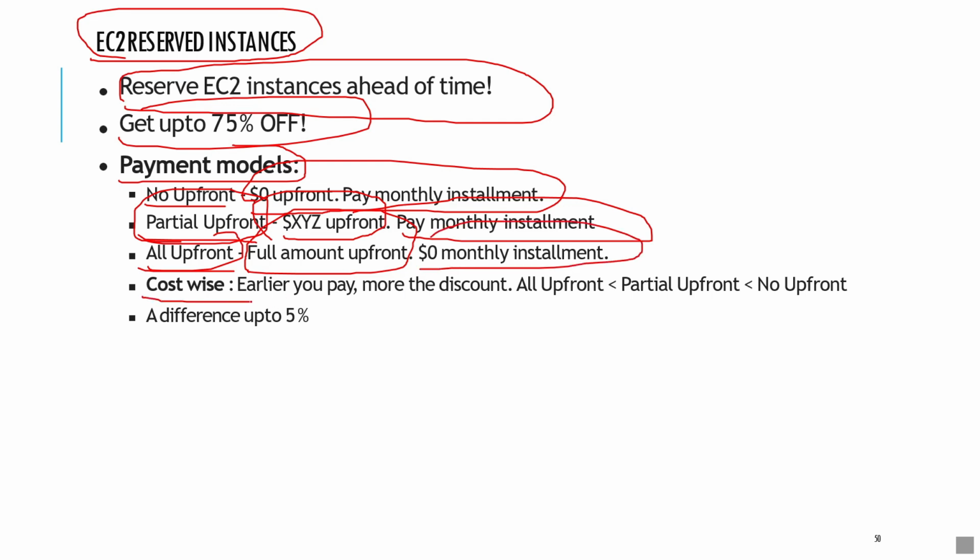When it comes to cost, the earlier you pay, the more discount. So all upfront is cheaper than partial upfront, and partial upfront is cheaper than no upfront. There is only a difference of up to 5% between these three models. So that is about reserved instance.